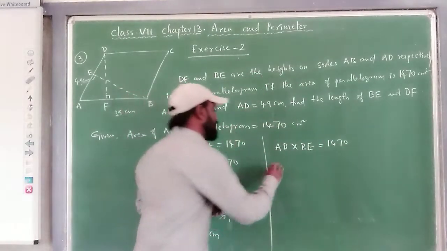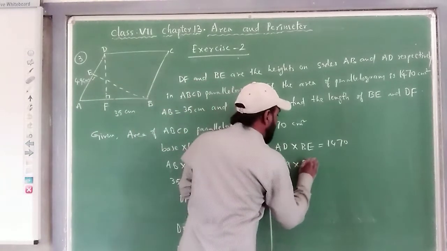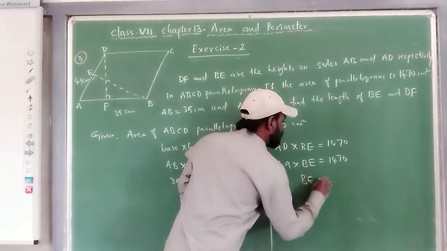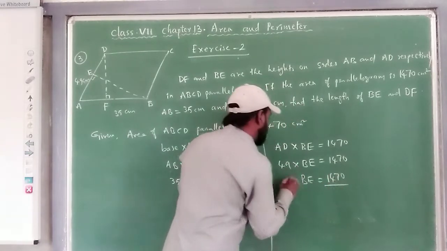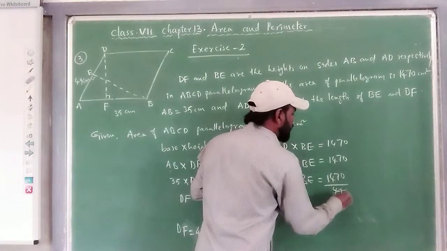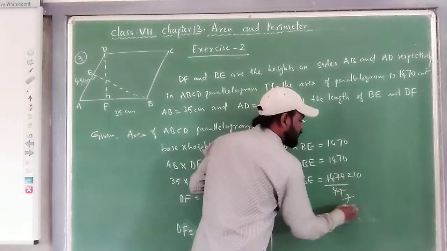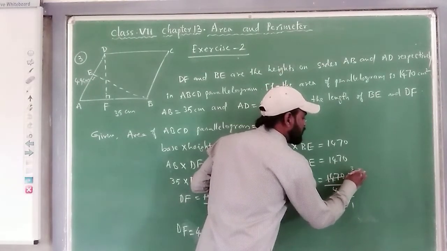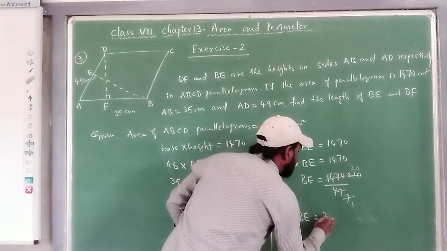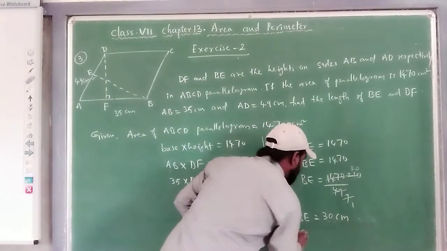AD value we have in the question, that is 49. BE value we need to find. So keep BE as it is, 1470. Now BE is equal to 1470 divided by 49. Again utilize the same 7 table. 7 7s are 49, 7 2s are 14, 7 1s are 7 and 0. Again with the 7 table, 7 3s are 21 and 0. So BE is equal to 30. Denominator is 1, no need to write. So BE is equal to 30 centimeters.